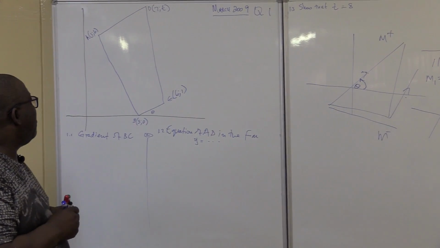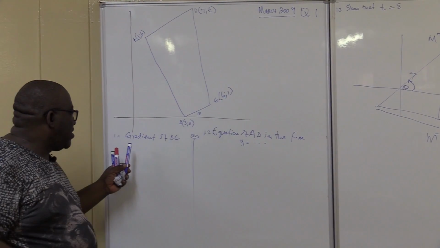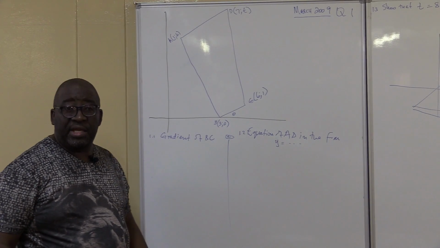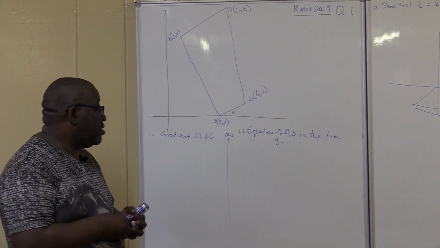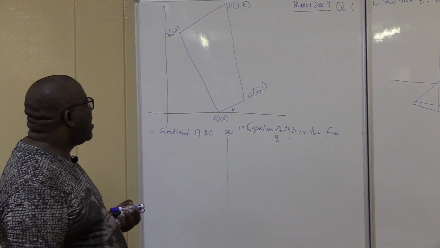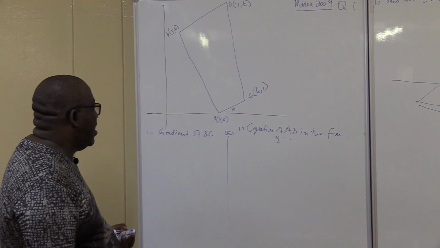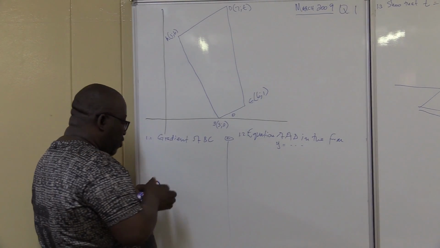Right, let us look at what we have here. The first question says, find the gradient of BC. And I do know the formula for gradient, change in y over change in x. Where is BC first? This is BC. Now remember one thing.